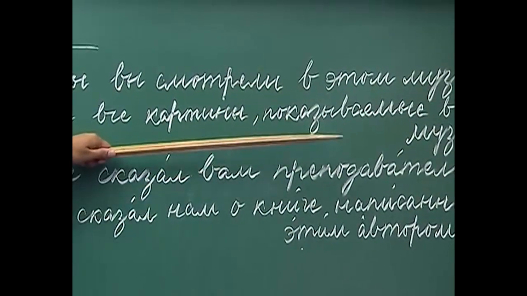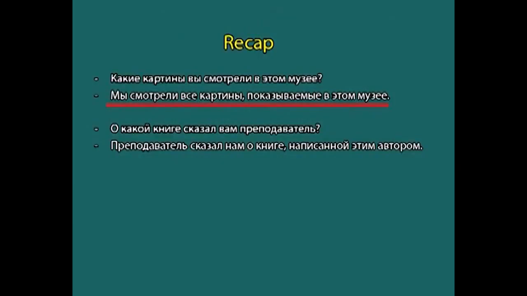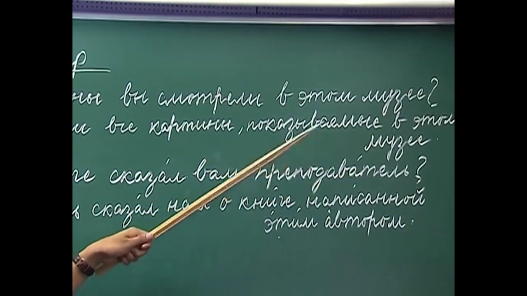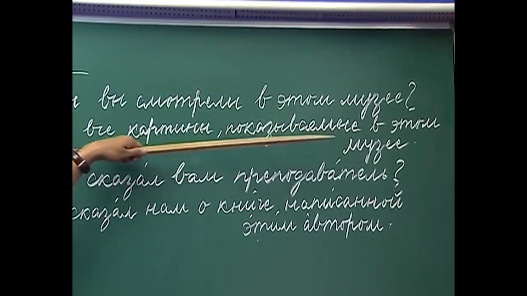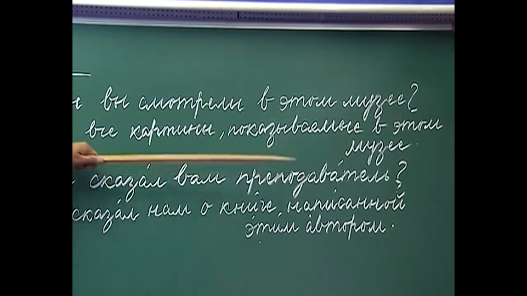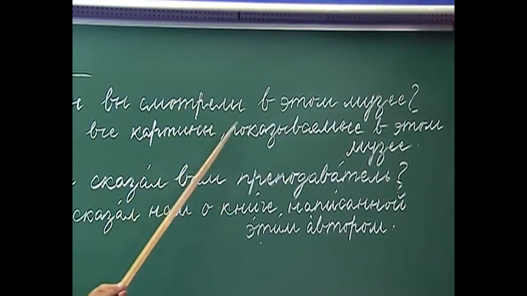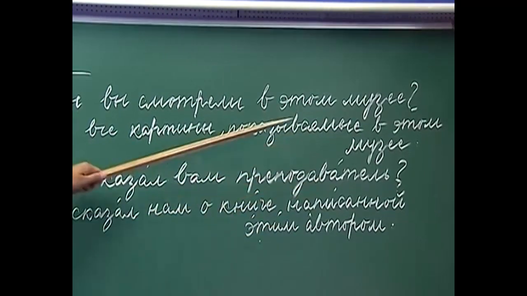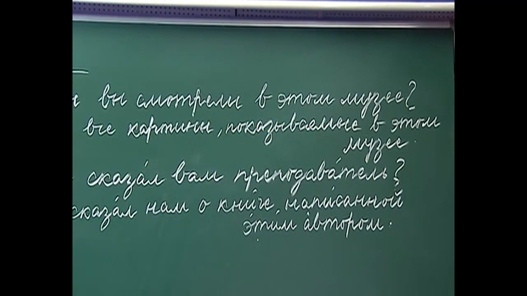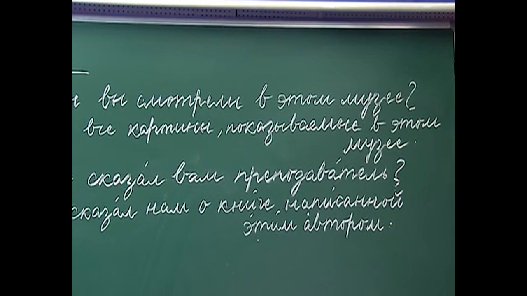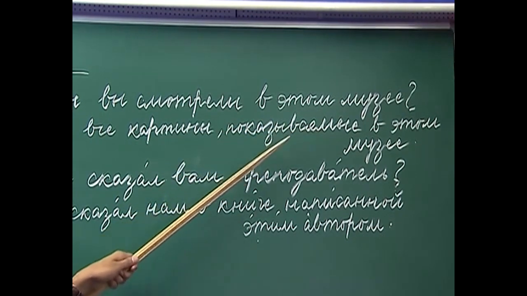If you change this sentence into a complex sentence with the word который, how will you do that? Мы смотрели все картины, которые показывают в этом музее. So, которые показывают, which means the sentence is in the present tense. So, that is why we are using present participle passive, показываемые. And how do we form the present participle passive? Present participle passive is generally formed from the first person plural by adding the adjectival ending ый and ые. So, показывать, показываем and показываемые.